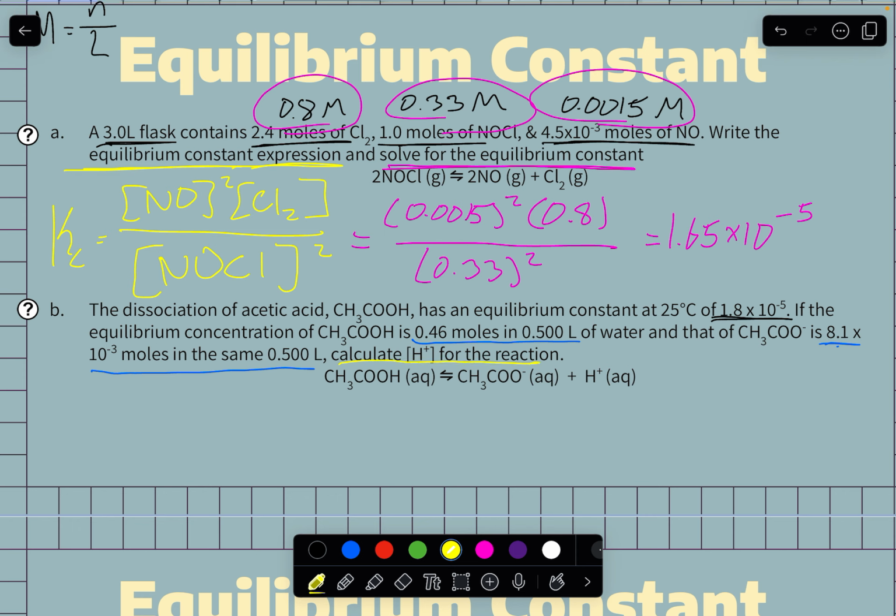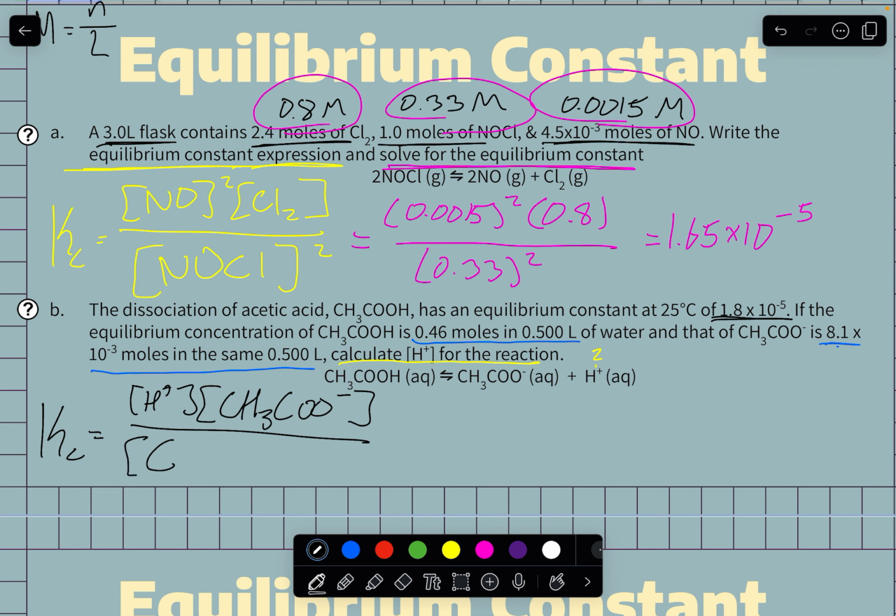That's what we get. So we're calculating the concentration of our H plus. Start with setting up the equilibrium equation. We have our Kc, our product, so our H plus, CH3COO minus, divided by our reactant, our CH3COOH. Let me fix this H plus real quick. Okay, so that's our equilibrium constant equation.